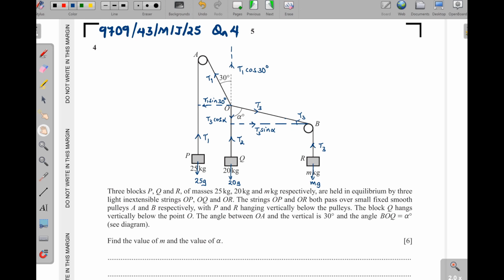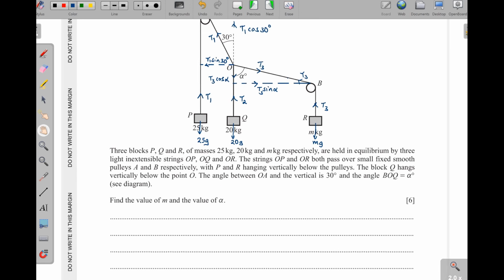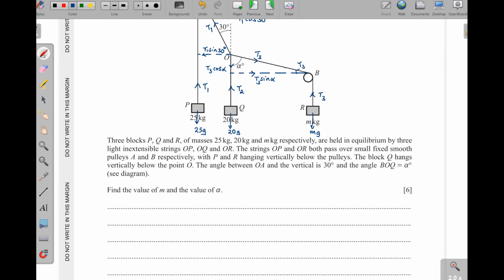Now, resolving the forces vertically, let's look at particle P. We can see that T1 is equal to 25g, which is actually 250. Remember, the system is held in equilibrium. That means there is no resultant in the vertical and also horizontal. Then when we look at R, T3 shall be equal to mg, which I can say 10m.